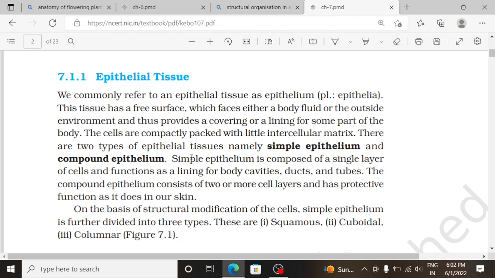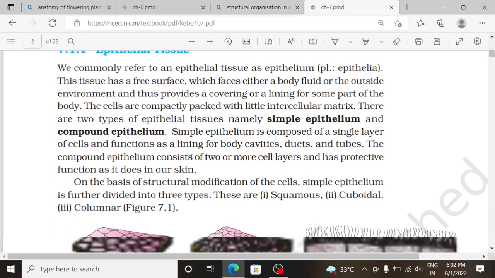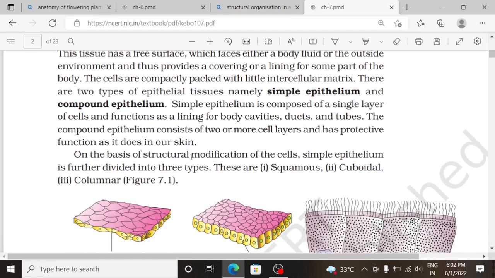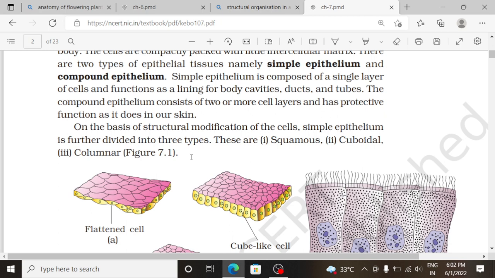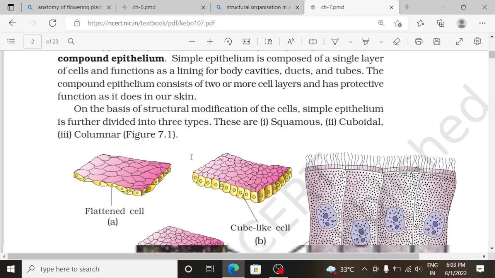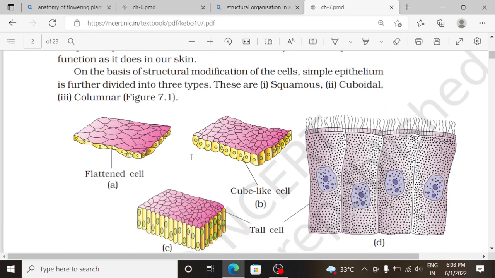The cells are compactly packed with little intercellular matrix. There are 2 types of epithelial tissues, namely simple epithelium and compound epithelium. Simple epithelium is composed of a single layer of cells and functions as a lining for body cavities, ducts, and tubes. The compound epithelium consists of 2 or more cell layers and has a protective function, as it does in our skin. On the basis of structural modification of the cells, simple epithelium is further divided into 3 types. These are squamous simple epithelium, cuboidal simple epithelium, and columnar simple epithelium.